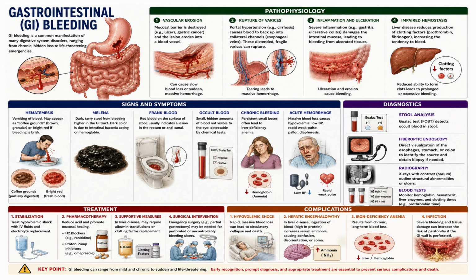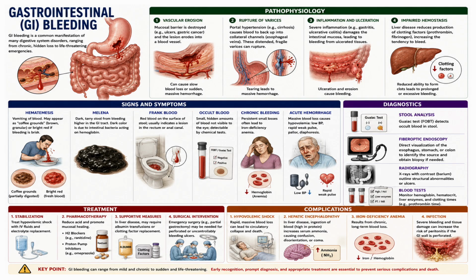Now, in patients with cirrhosis, portal hypertension can lead to formation of distended, fragile esophageal varices that can easily rupture and cause massive hemorrhage. Furthermore, severe inflammation in conditions like ulcerative colitis causes bleeding from the ulcerated tissues. This situation is often worse in liver disease due to the impaired production of the clotting factors we need, right, that the liver helps with, like prothrombin and fibrinogen.